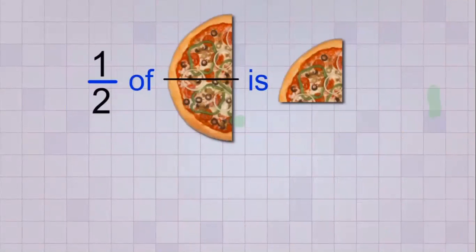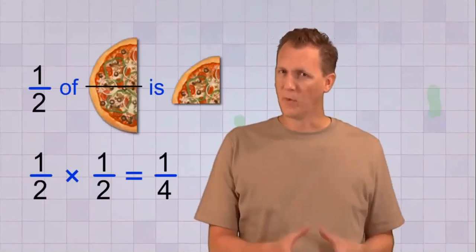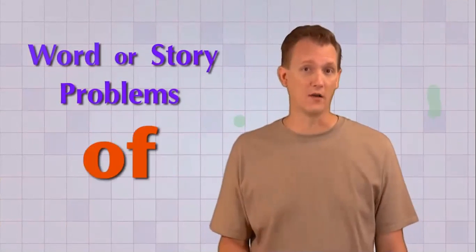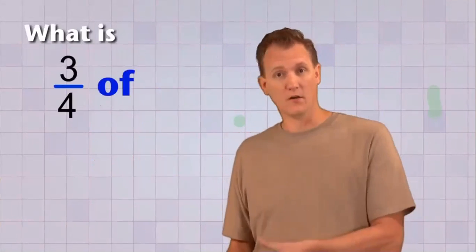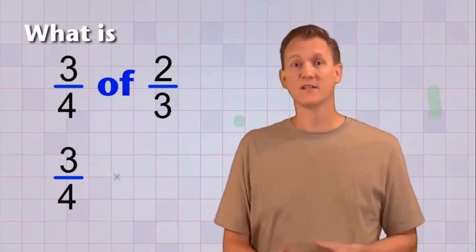And if we do the multiplication, 1/2 times 1/2, you see that we do get 1/4. So that's why you can think of multiplying fractions as taking part of another part. In fact, sometimes, especially in word or story problems, you'll see multiplying fractions written using the word of instead of times. They may ask, what's 3/4 of 2/3? And now you know they just mean, what's 3/4 times 2/3?